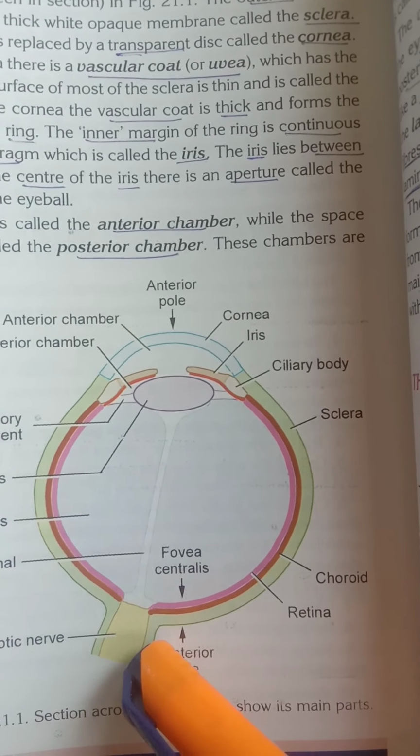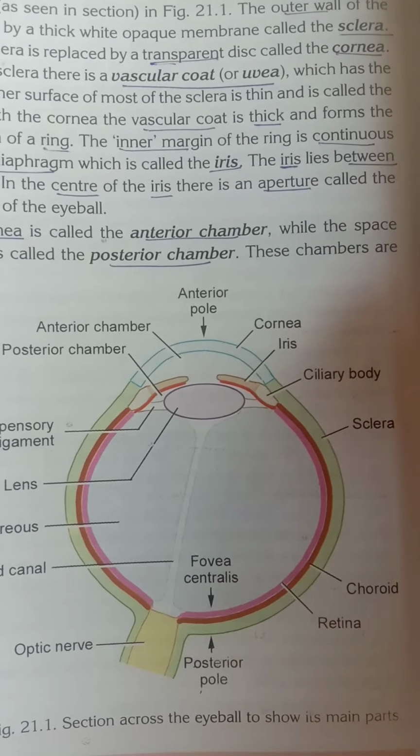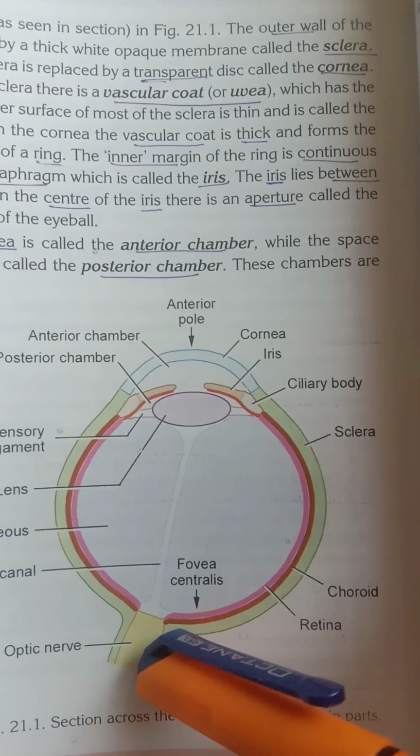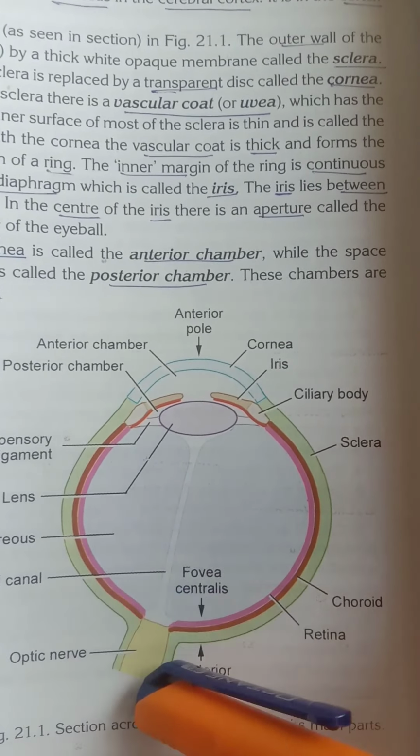And here the sclera is converted, having many pores in it, and forming the lamina cribrosa. So the bundles of the optic nerve pass through the perforations of the lamina cribrosa.